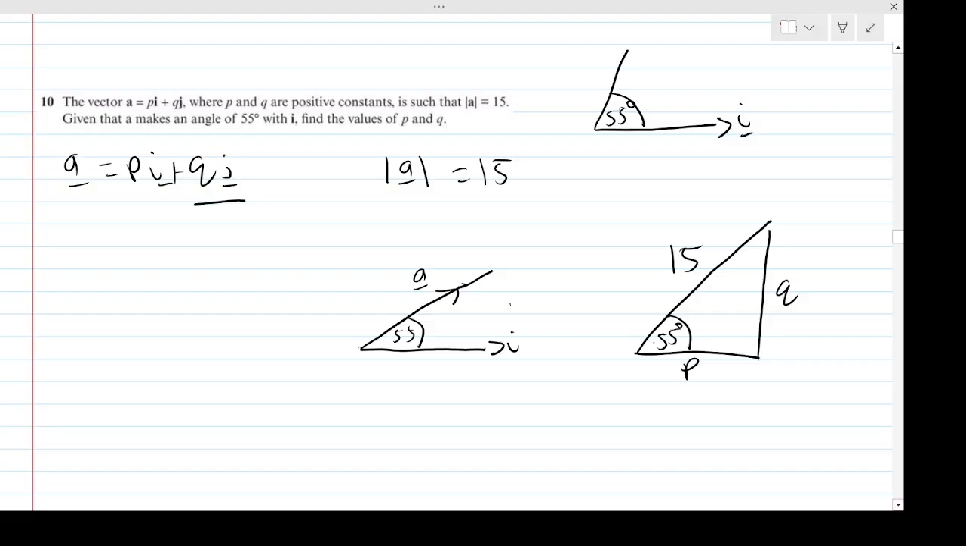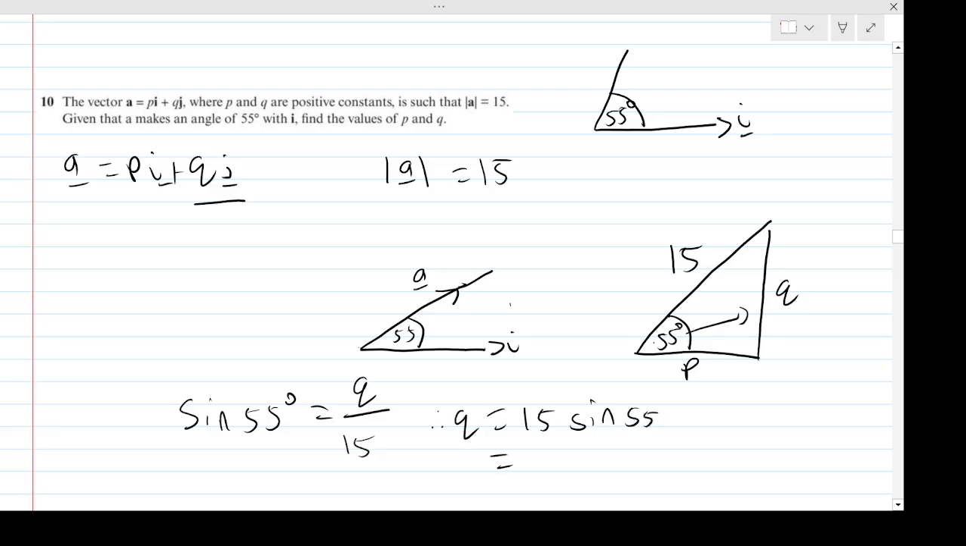So then we can use SOHCAHTOA. Firstly, we can use sine of 55 degrees. That's going to be opposite, which is the Q, over the hypotenuse of 15. So therefore Q is going to be 15 sine 55, which is 12.3 to 1 decimal place. Oh no, sorry, not degrees, just 12.3 to 1 decimal place.